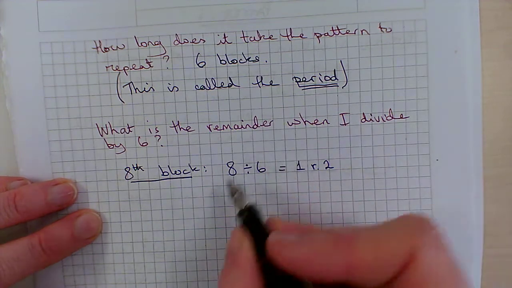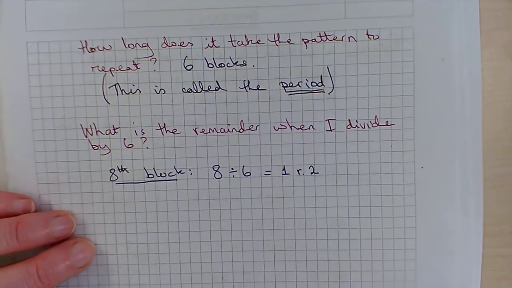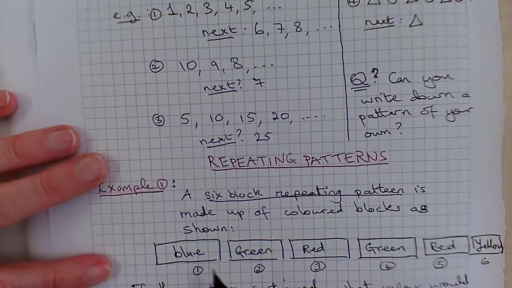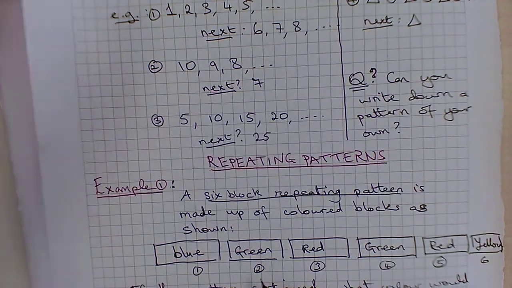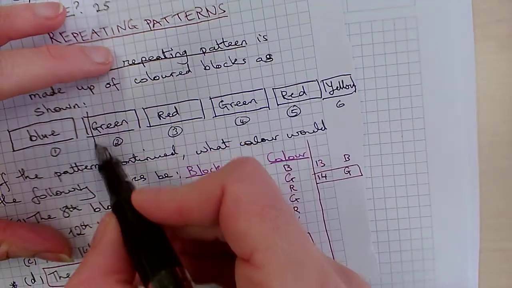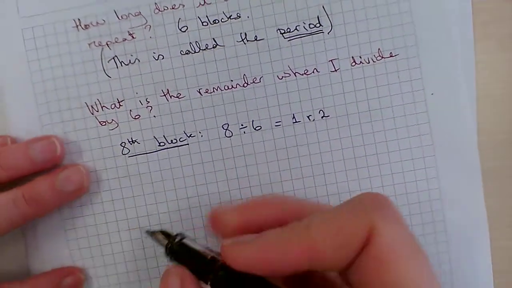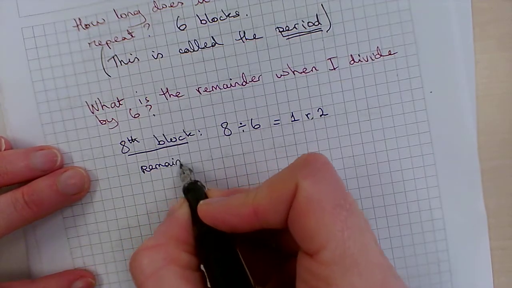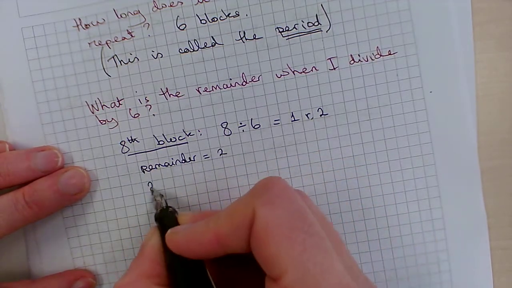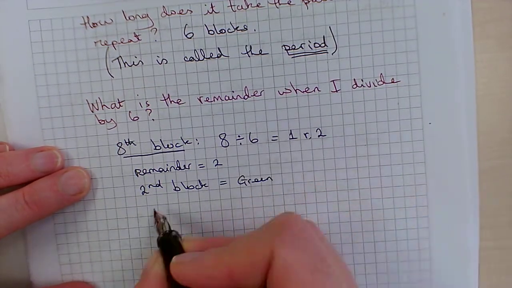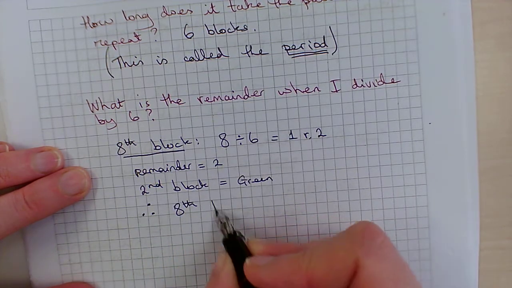So hopefully you remember doing this in primary school. Rather than getting a decimal, we'd have a remainder of 2. Now, if we go back to our pattern here, and we count and see what the second block is, that was green. The second block matching my remainder of 2 was green, and my 8th block was also green. Okay, so my remainder is 2. The second block in my pattern is green. So therefore, the 8th block is green.